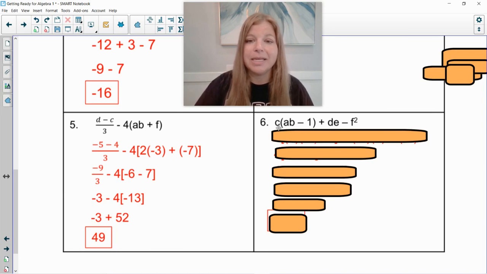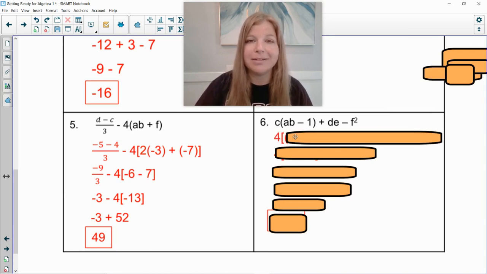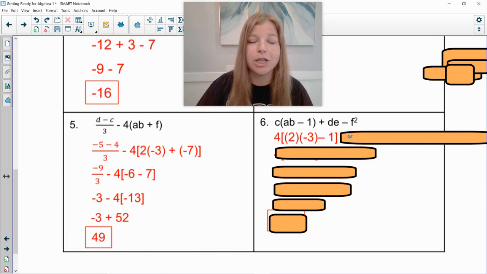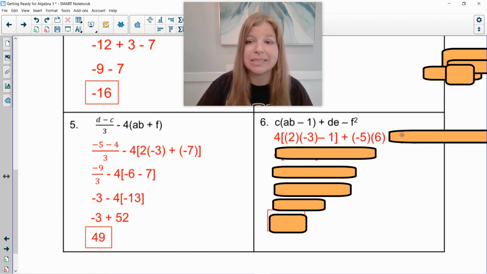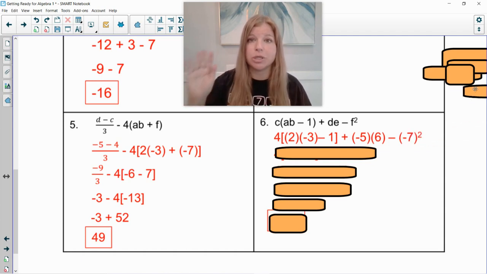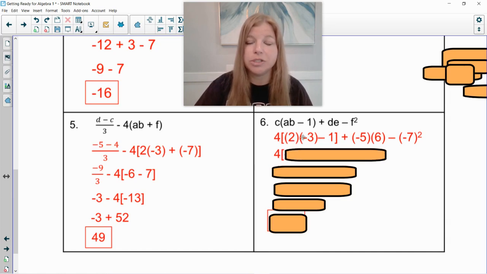Last problem. c, which was 4, times the quantity of ab. So 2 times -3 minus 1, close those grouping symbols, plus de, which means d times e. So -5 times 6 minus f squared. And f was -7. There's so much going on here. I bring down my 4. I bring down my grouping symbol. 2 times -3 is -6. So this is -6 minus 1 plus, oh, actually, -5 times 6 is -30.